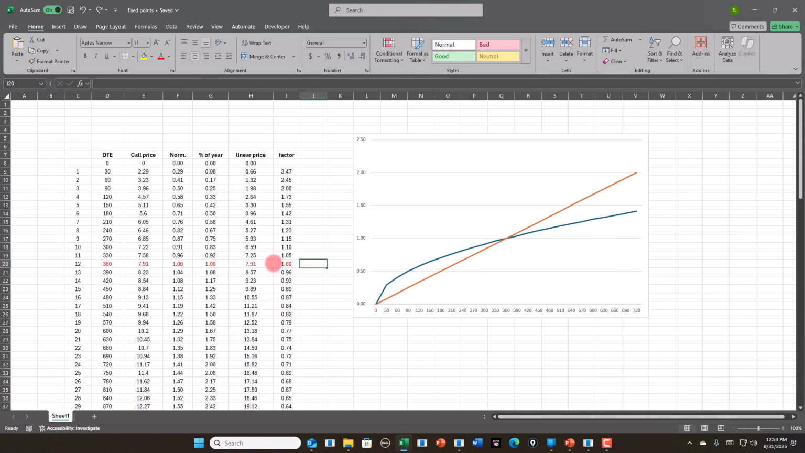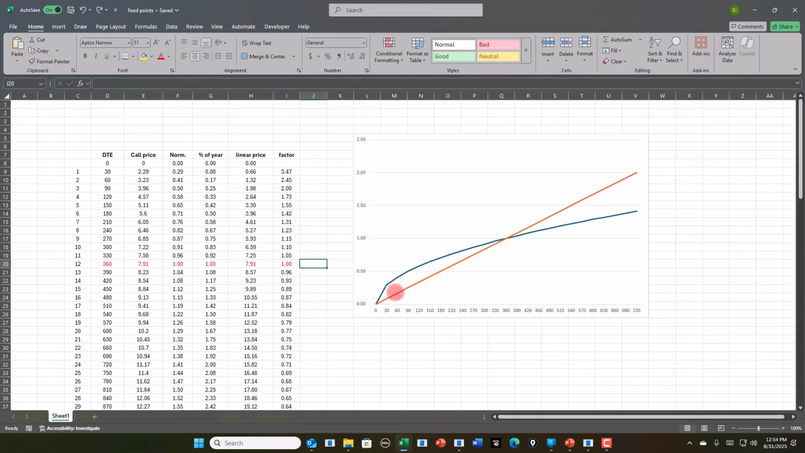But now look what happens as we go to shorter dated options, something less than a year. You can see that the blue line, the real world pricing, sits above this linear pricing. You're paying a very big premium relative to the 1-year option for going shorter dated. And look at how high that blue line is compared to the orange.